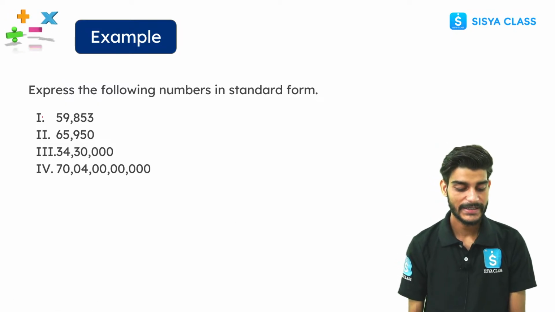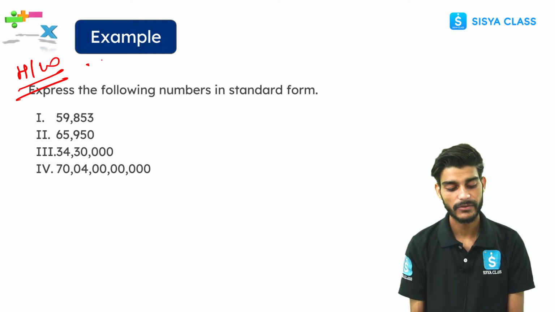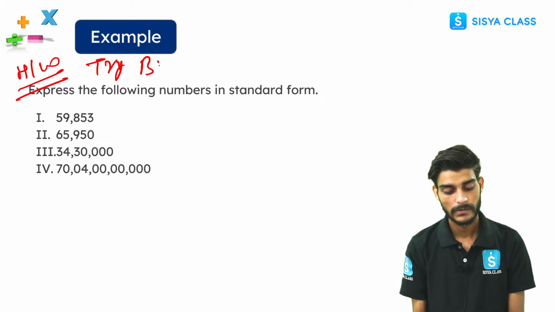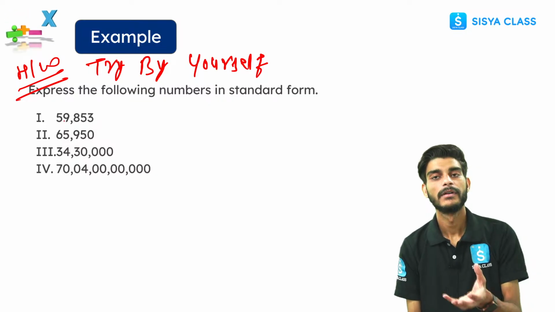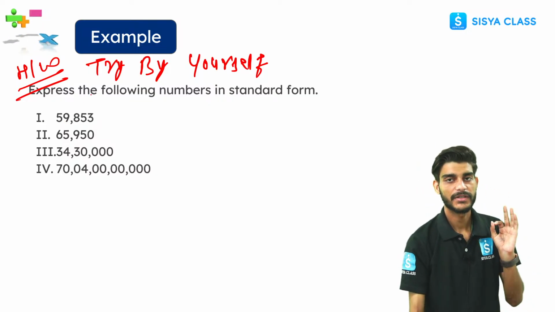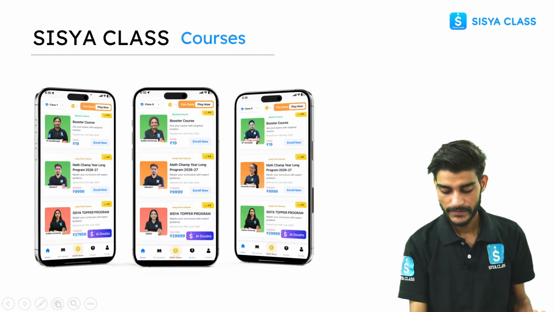Express the following in standard form. This one I am giving you as homework. Please try by yourself. That's it. Standard form you have to write. I have given the concept. You have to put the decimal at the right position and you have to give the powers of 10. I hope we are done.